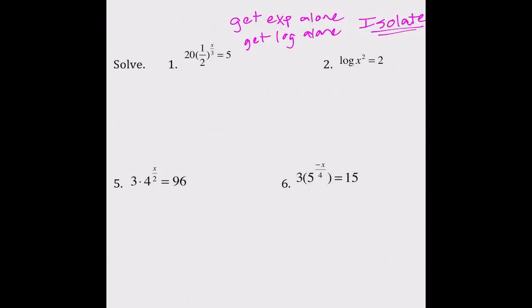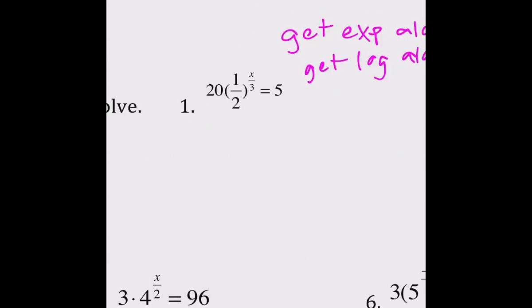I'm trying to make an analogy for getting the log and the exponent by itself, so you can find out, solve this thing, get to the bottom of the matter. Now let's do this. That means I'm going to divide by 20 first. Divide by 20, divide by 20, because I want that (1/2)^(x/3) by itself.